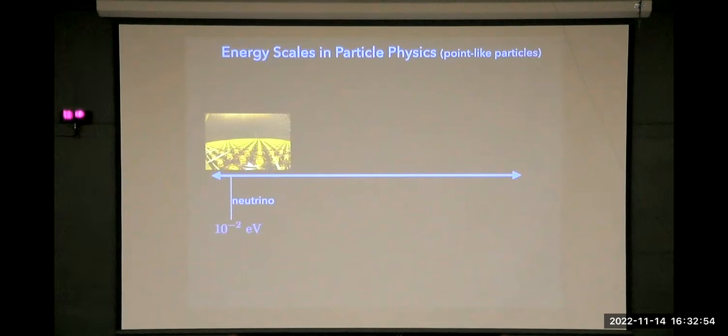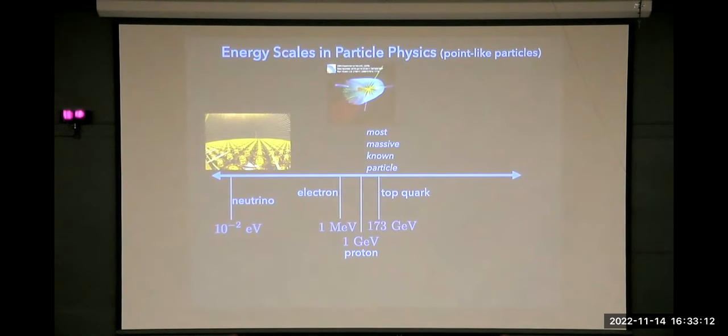So the smallest mass, non-zero mass particle that we know about is the neutrino. The neutrino, as I mentioned, has a mass on the order of 10 to the minus 2 eV. Going up in mass, we have the electron and the proton with masses of around an MeV and a GeV. There's then a whole bunch of other particles, essentially the entire standard model, going up until we get to the top quark, which is the heaviest known particle with a mass of about 173 GeV.